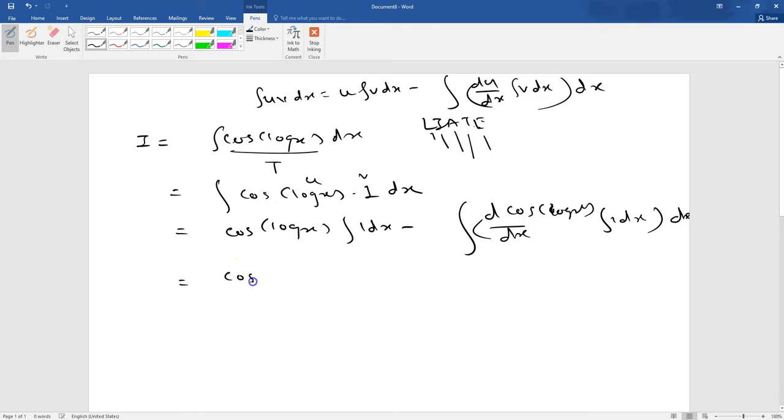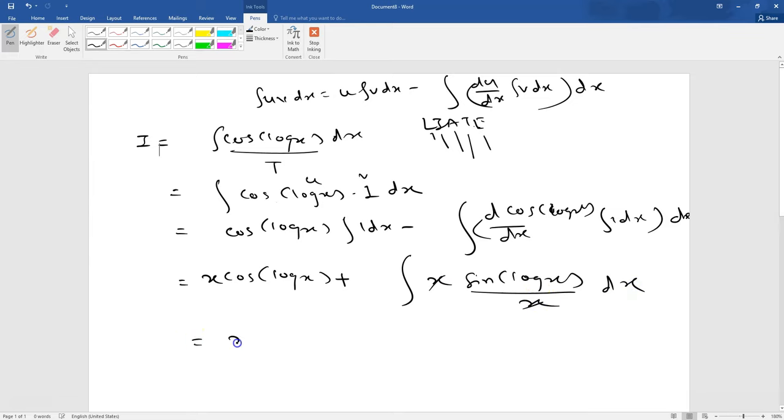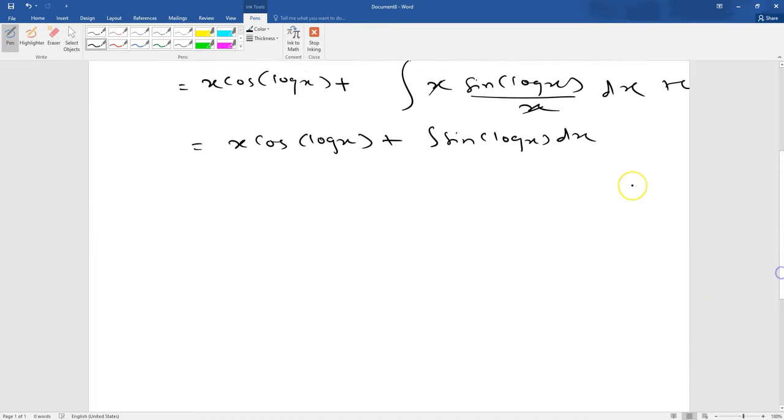Now the integration of 1 is what? x. The derivative of cos is going to be minus sin, so minus minus becomes plus sin of log of x, and then the derivative of log of x is 1 upon x, dx. The x cancels. So x cos of log of x plus, and since we have taken the integration we can add c here, the integration of sin of log of x dx. Again for sin of log of x dx we will use the same u into v formula, and this is our I.